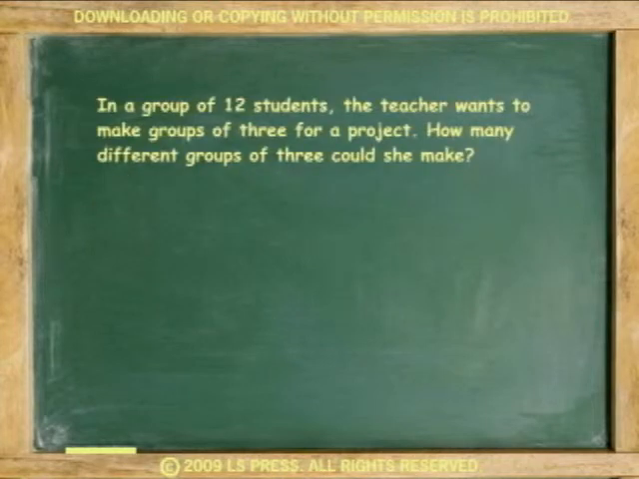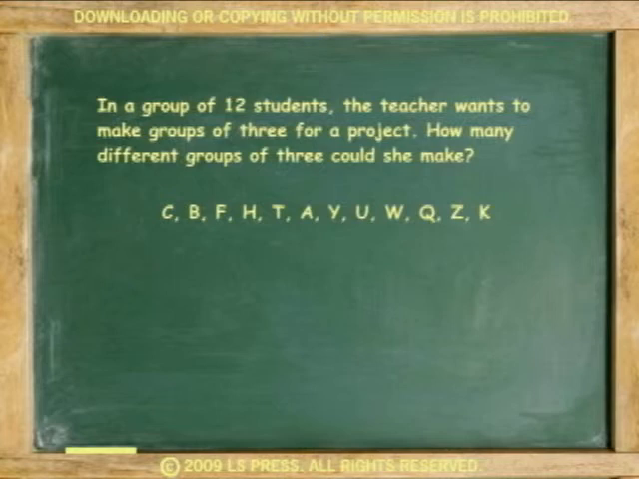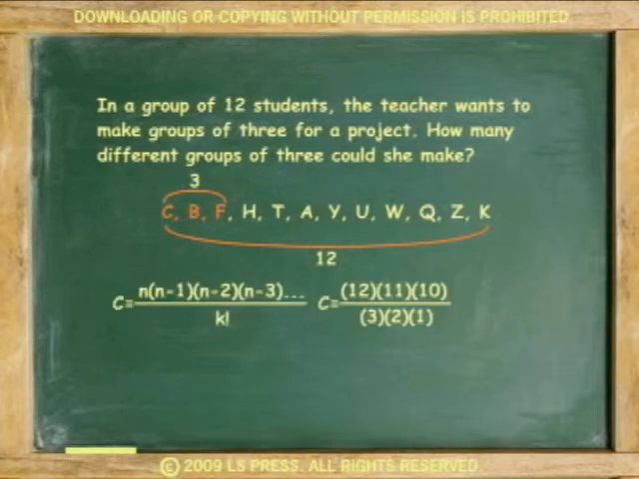For example, in a group of 12 students, the teacher wants to make groups of 3 for a project. How many different groups of 3 could she make? The question here is how many combinations are there in 12 items taken 3 at a time? Applying the equation, n equals 12 and k equals 3. 12 times 11 times 10 equals 1,320. Divided by 3 factorial, which is 6, equals 220 different groups.